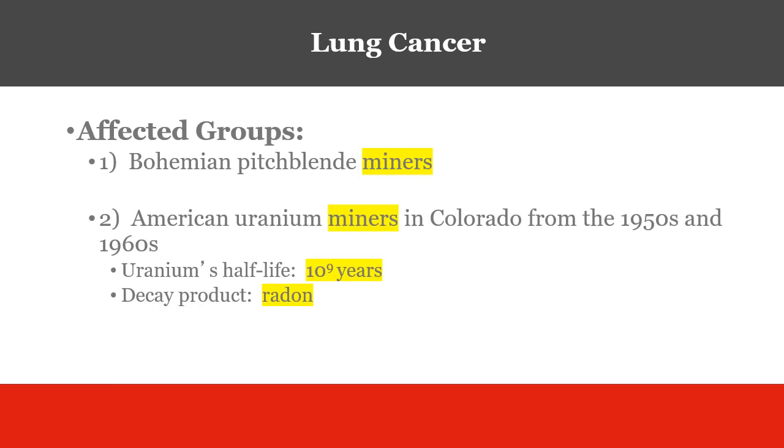Lung cancer was found in miners. Bohemian Joachimsthal miners and American uranium miners were found in both groups. The half-life of uranium is 10 to the 9th power in years, so it's 1 billion years. The decay product is radon. They inhaled the radon, and it broke down to alpha particles and damaged their lungs, causing lung cancer.